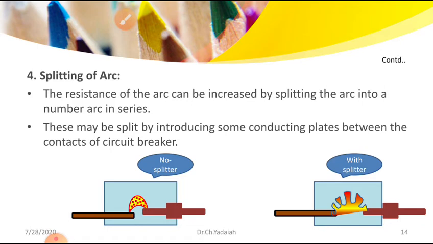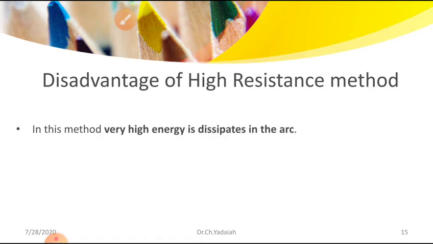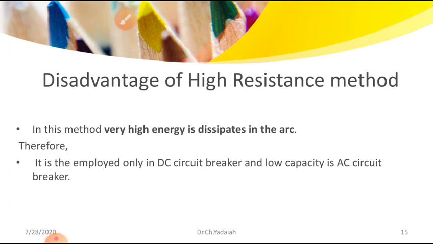This is a very good, simple method of operation, but it has one disadvantage. The disadvantage of the high resistance method: very high energy is dissipated in the arc. The energy in the form of the arc is simply wasted, dissipated, and that is not wanted. So it is employed only in DC circuit breakers and low capacity AC circuits. Hence, we can use this type of method only in low capacity AC systems and DC breakers. These are the disadvantages.